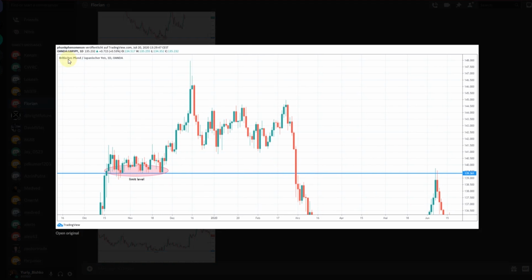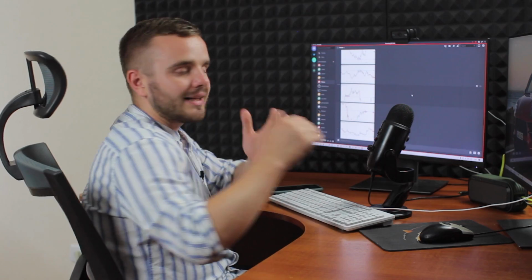Example here of limit level, British pound, Japanese yen, as you can see, 1, 2, 3, 4, and after that continues the trend. Skyrocket, nearly 1000 pips to continue. Limit level is the best to continue because if big players accumulate a huge volume position, they won't move the instrument in their direction. Because just imagine you open buy here, and when price continues the trend, you will be able to sell at a higher price and make more money.